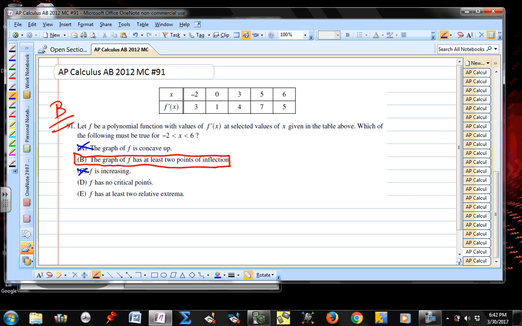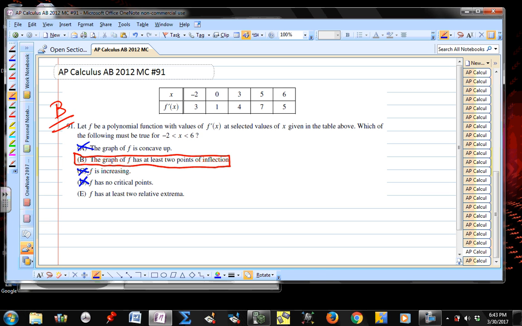Option D, f has no critical points. Okay, that means f prime is never 0 or f prime is never undefined. Again, we can't say that with certainty because we can't assume anything that's going on in between the data points. Maybe f prime is 0 somewhere in there. So even though statement D could be true, I cannot conclude that statement D must be true.